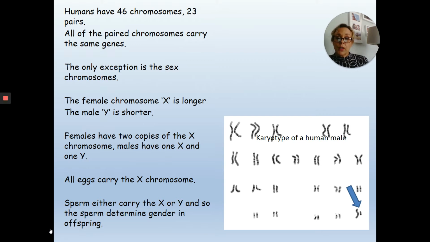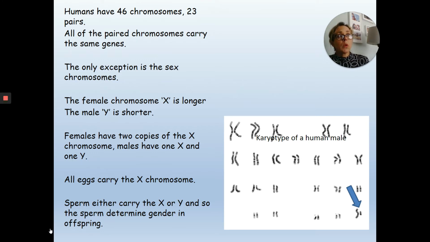So if you look at the picture on the screen at the moment, you will see that the last pair of chromosomes, one is quite a bit larger than the other. So the longer one is the female chromosome, the X chromosome, and the shorter one is the Y chromosome, and this causes the male gender. So if you are a female, you have 2 X chromosomes, and if you are a male, you have an X and a Y.